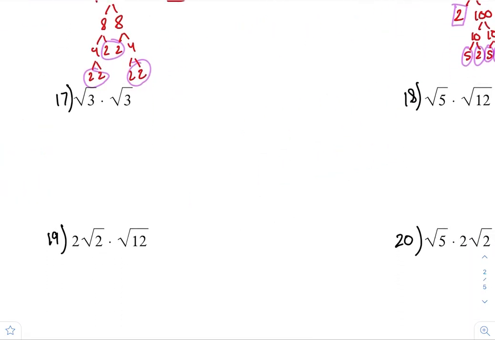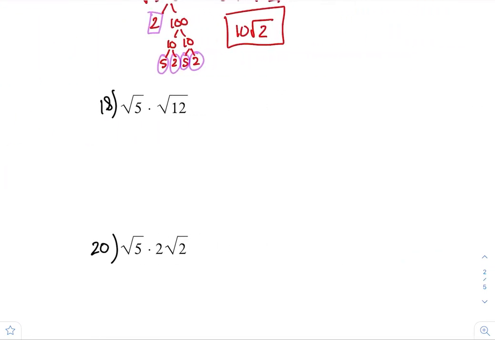Alright, square root of 3 times square root of 3. They're both on the inside, so that's just the square root of 9. And then square root of 9 is 3. That's a perfect square. And if you need more, only a pair of 3s.